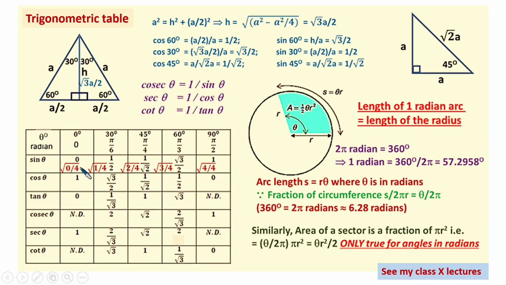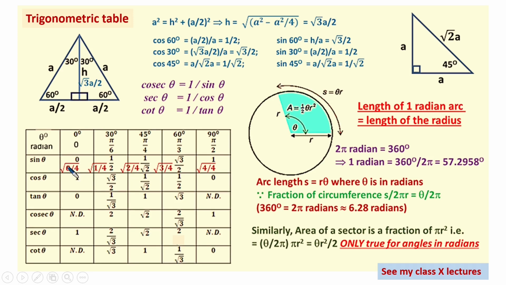So here you see one more trick: you start with square root of 0 by 4, 1 by 4, 2 by 4, 3 by 4, 4 by 4 for 0, 30, 45, 60 and 90 degrees. So these are the main angles, people remember only these, not the in-between ones, and we will show you how to calculate the in-between ones also. So you write 0 by 4, 1 by 4 square root.